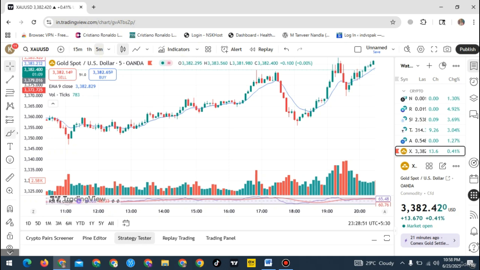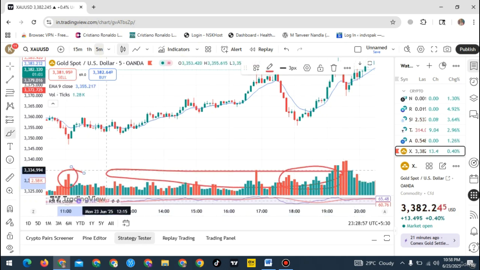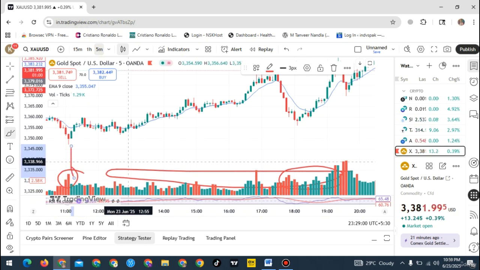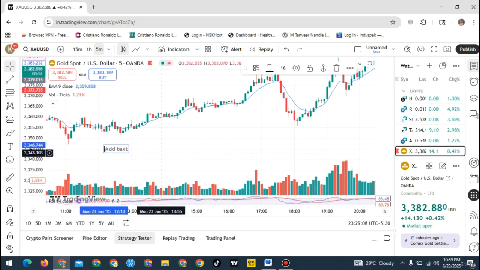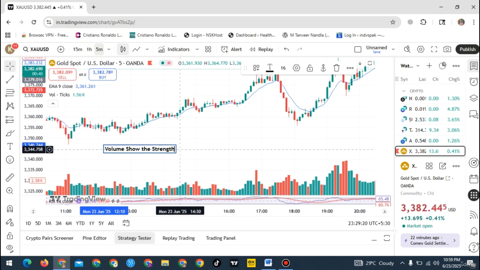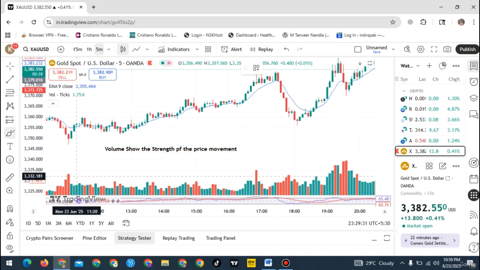This is the downside, this all volume. Okay. This is the candle's volume. This candle volume shows the strength of the movement. What I say, volume shows the strength of the price movement. Okay, that is the work of a volume.